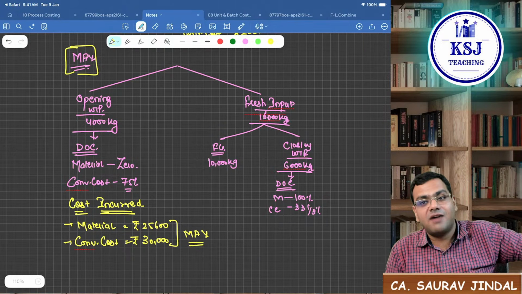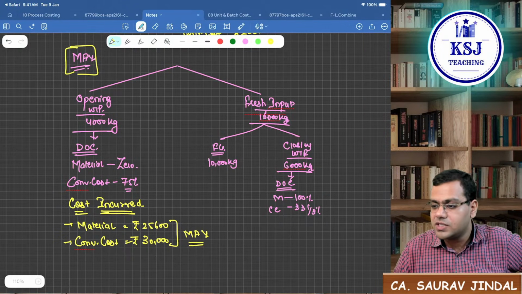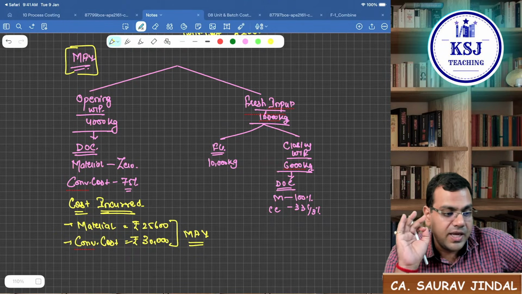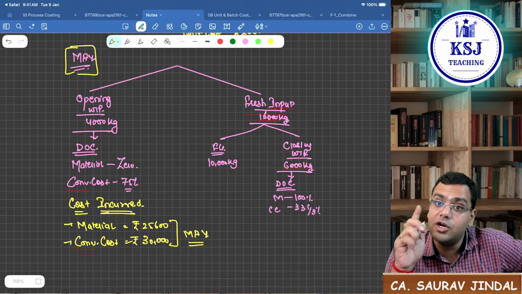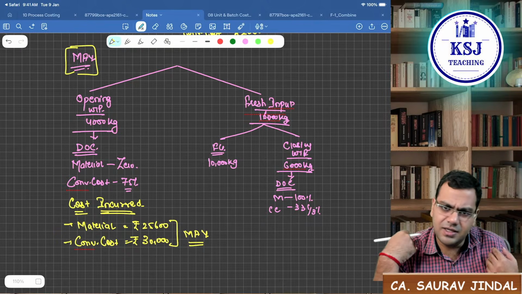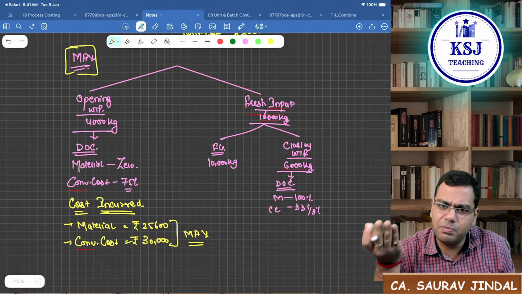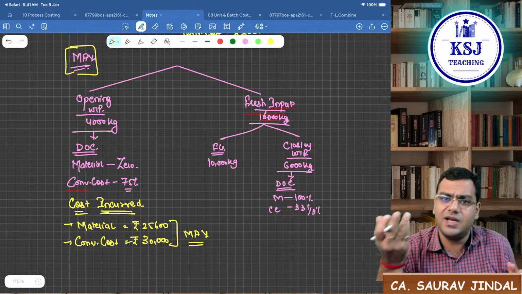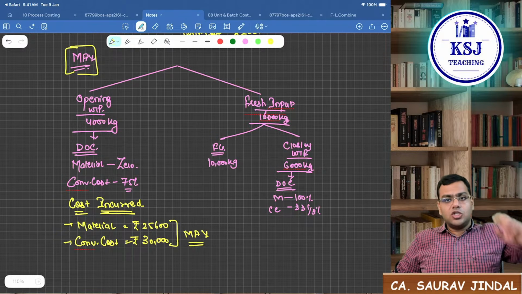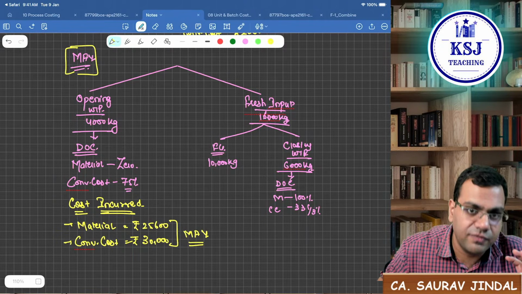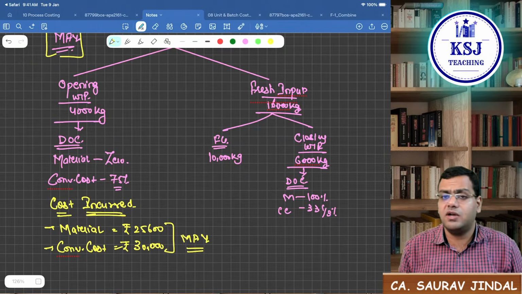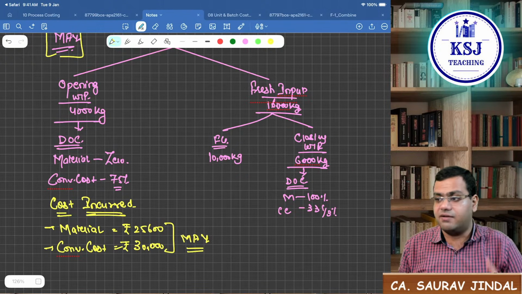But for this, we have two different methods. One is called the FIFO method. The FIFO method says that in the month of May, first you will always complete your opening WIP, then you will work on the fresh input. The weighted average method says, sir, I don't know what I am processing. Normally I will complete opening WIP, but I don't know whether what I am completing is from opening WIP or from the fresh input. So there is a slight difference in the treatment of the two. First I will solve this question by FIFO method, then by weighted average method.